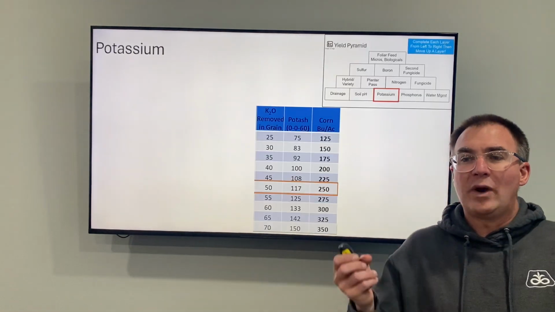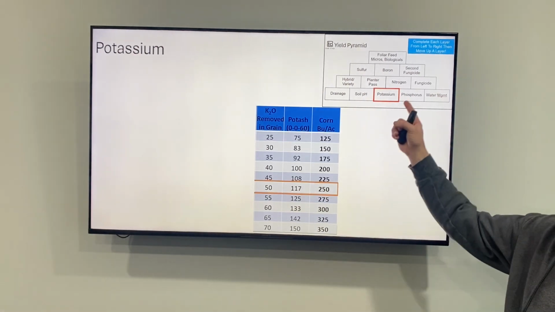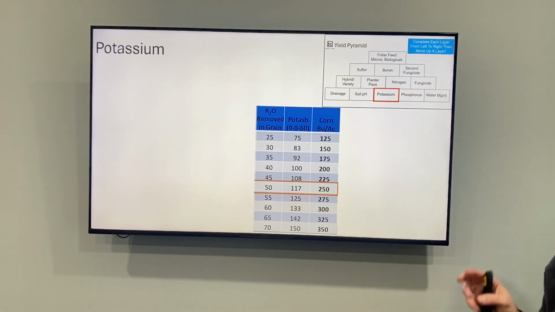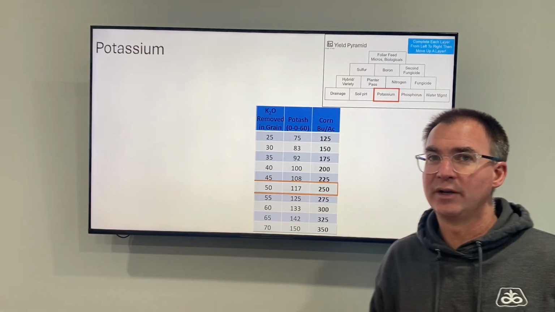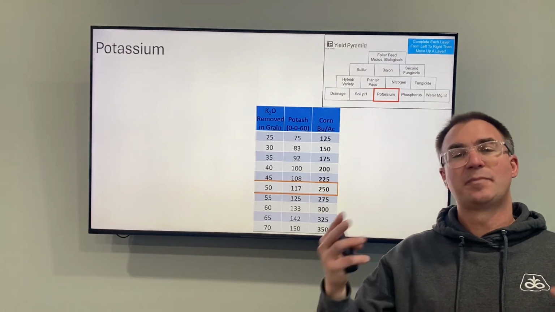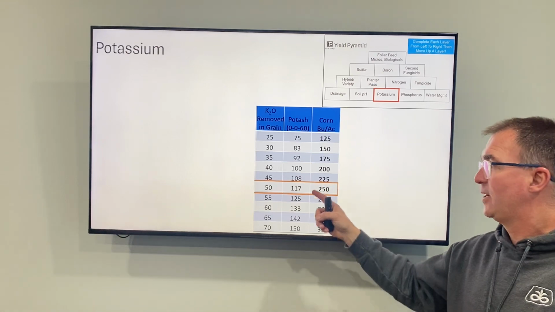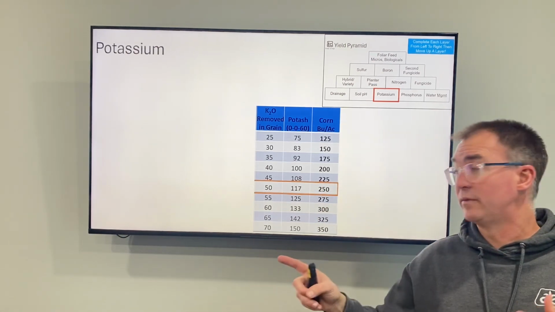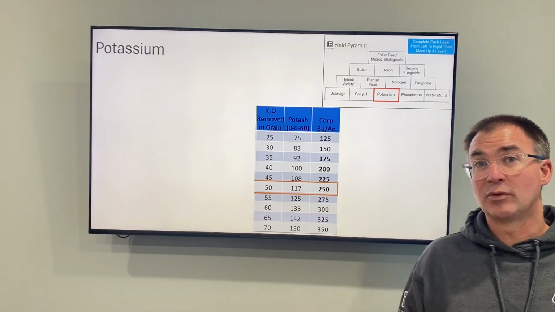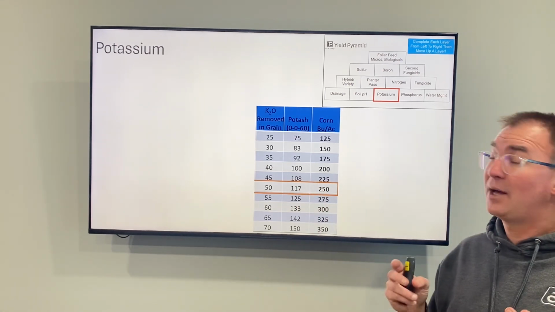So in particular, we're going to focus on our big macronutrients here, potassium and phosphorus. So why does potassium matter to us? When you look at the yield pyramid, we're on the third box now. Potassium is needed in pretty high quantities here. N, P, and K are used in the hundreds of pounds per acre. A 250 bushel corn crop removes 50 pounds of K2O with the grain. That's 117 pounds of potash.